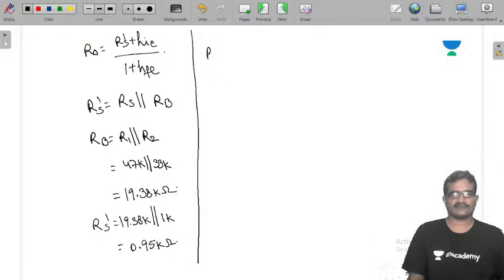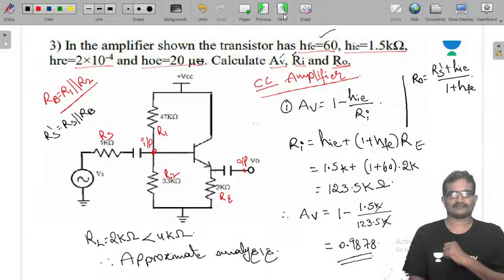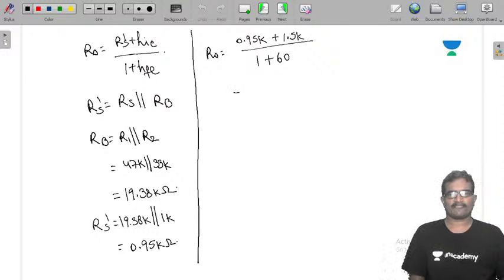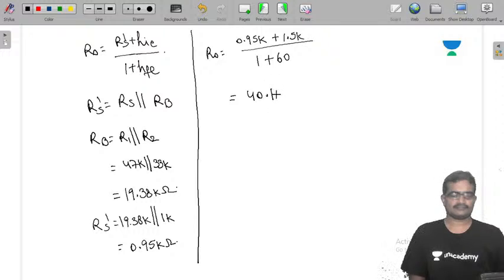Now substitute the values in that. Therefore R naught is RS dash 0.95 kilo ohms plus HIE 1.5k by 1 plus H of E, which is given as 60. Now simplify this: 1.5 plus 0.95, so 2.45k divided by 61, that is 40.1 ohms. That is the output impedance.